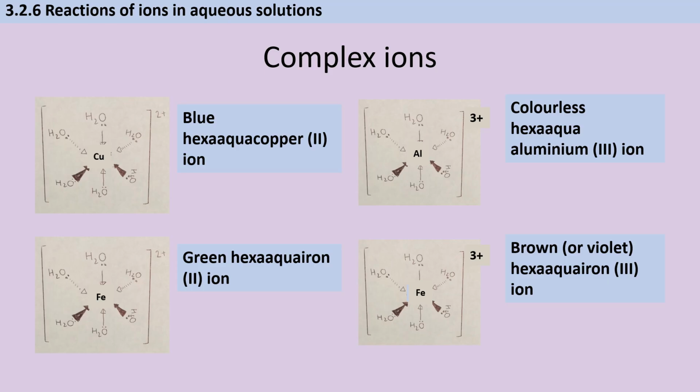We have the bright blue copper 2+ hexaaqua ion that you see in copper sulfate, the green hexaaqua iron 2+ ions, then there's a colourless hexaaqua aluminium 3+ ion, and also the hexaaqua ion for iron 3+. You've met that as a sort of orangey brown rusty coloured substance, but also under certain circumstances it can form its monohydrate type, and then it's a sort of pale lilac-y violet colour.